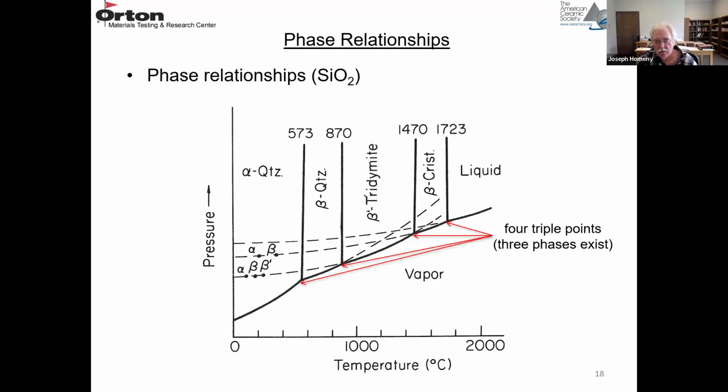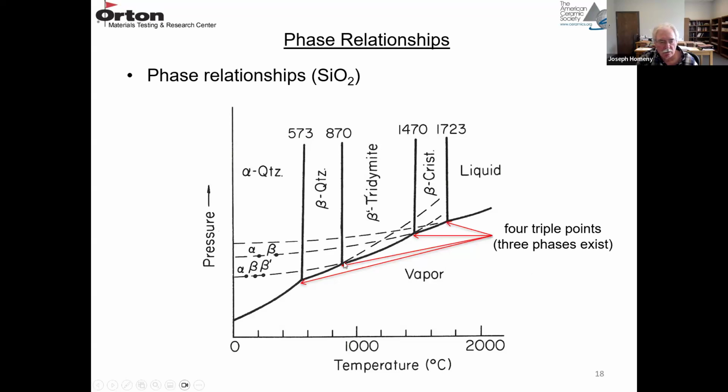So I think I showed this phase diagram when we talked about phase diagrams, but this is for SiO2, pressure versus temperature. Here's quartz, beta prime tridymite, and beta cristobalite, and then finally liquid. So these are the temperatures at equilibrium: 573 from alpha to beta quartz, 870 from beta quartz to beta prime tridymite. Beta prime tridymite can convert to cristobalite at 1470, and then finally it melts at 1723 degrees C.